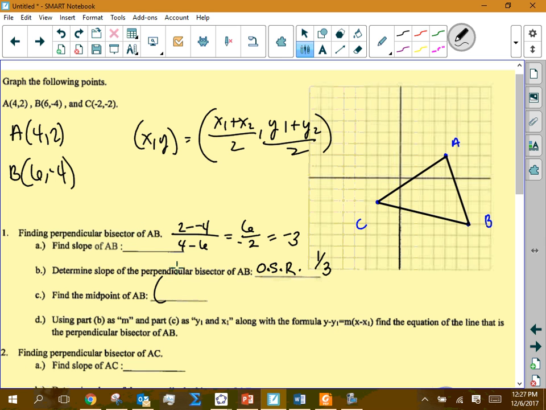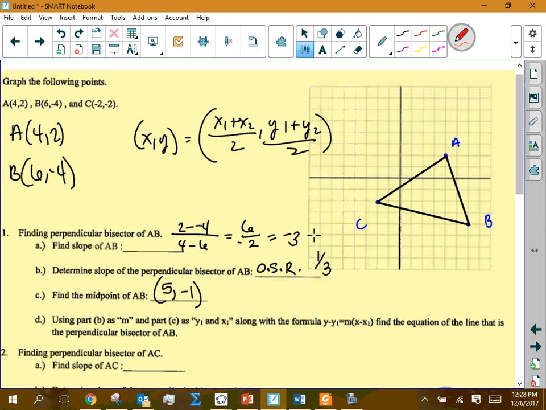Add these together, divide by 2, you get 5. Add these together, divide by 2, you get -1, right? All right, so once I collect that information, it is going to help us develop the equation for the perpendicular bisector. I'm just going to go to my picture real quick and use this information.